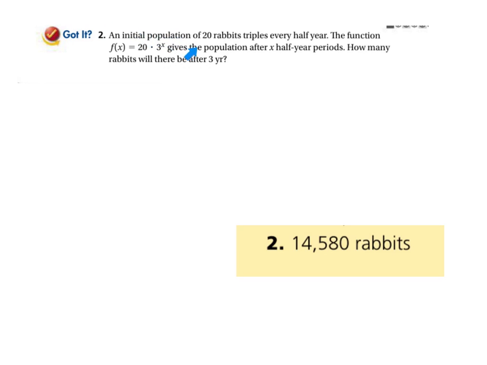This is an initial population of 20 rabbits that triples every half year. The function f of x equals 20 times 3 to the x gives the population for x half-year periods. So again, please note that x is a half-year period, so 6 months. How many rabbits will there be after 3 years? Before we start, you need to note that 3 years equals 6 half-year periods.